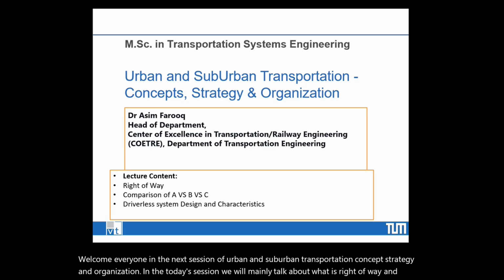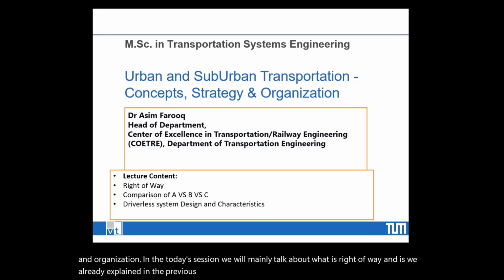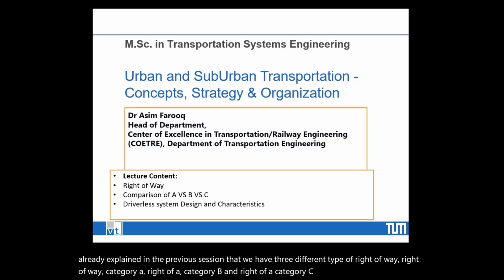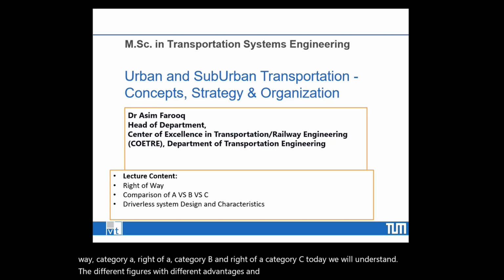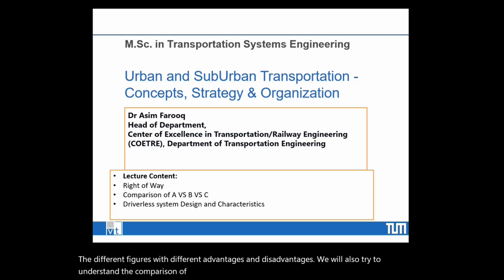As we already explained in the previous session, we have three different types of right of way category: right of way category A, right of way category B and right of way category C. Today we will understand them with different figures, with different advantages and disadvantages. We will also try to understand the comparison of those three right of way categories, and the driverless system design and its functional characteristics.